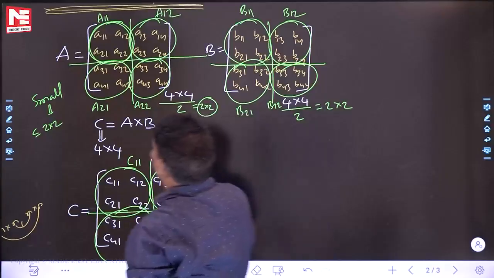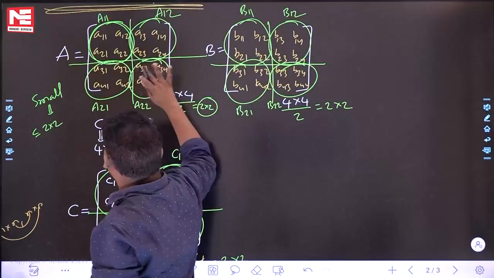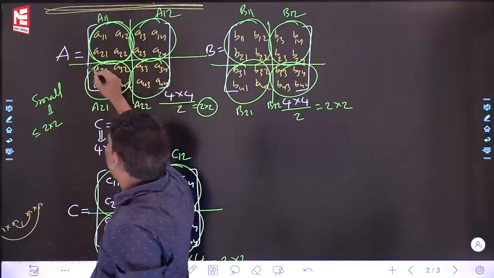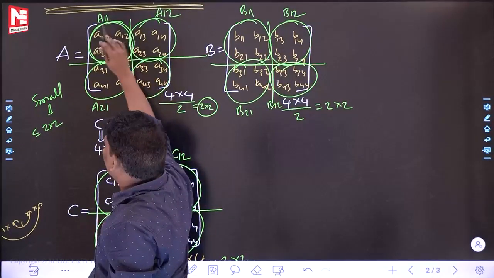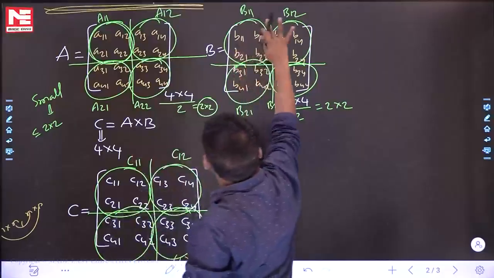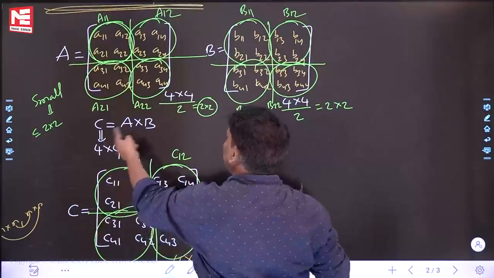Now can you help me now? Forget about the actual size and after doing this much work, what is the A size? 2 by 2. Assume that each matrix is one element. So A is 2 by 2, B also 2 by 2, C also 2 by 2. C is equal to A into B.